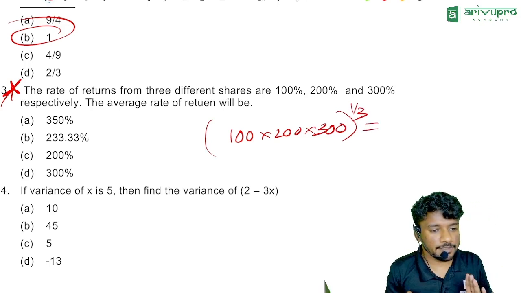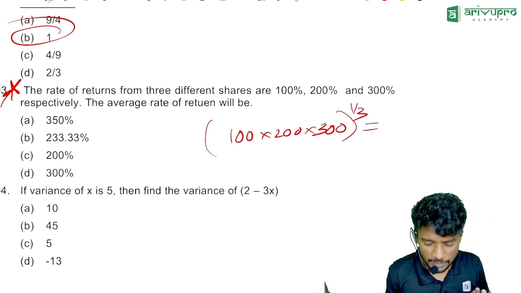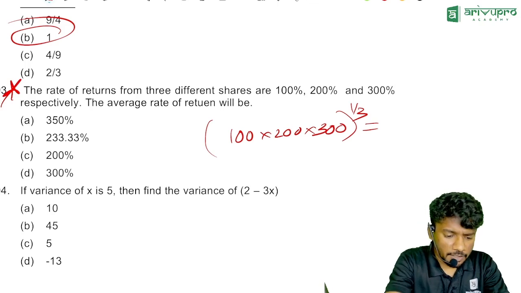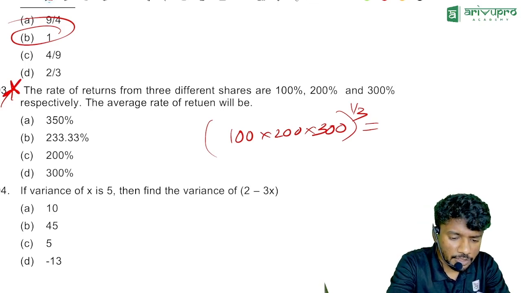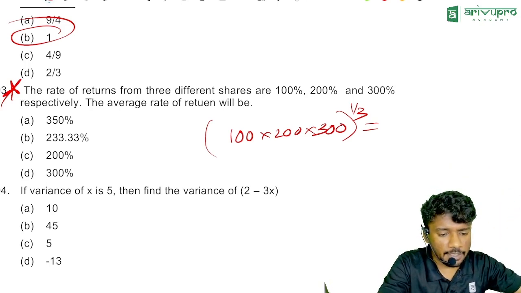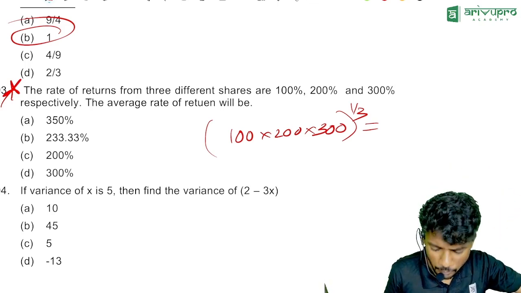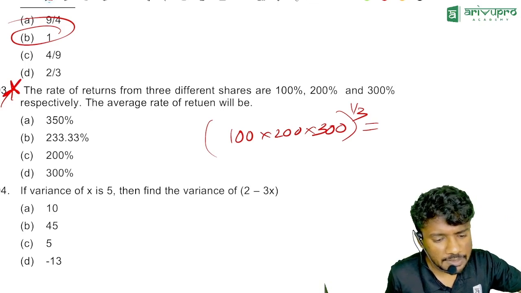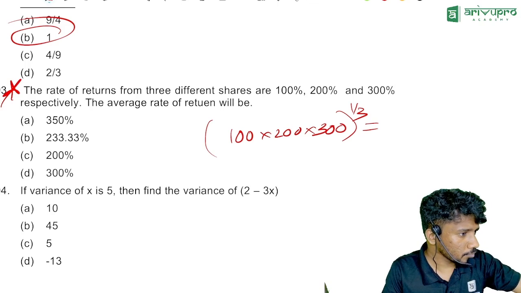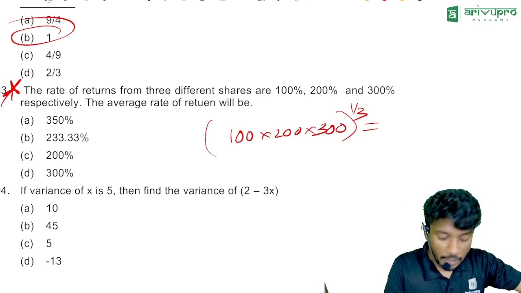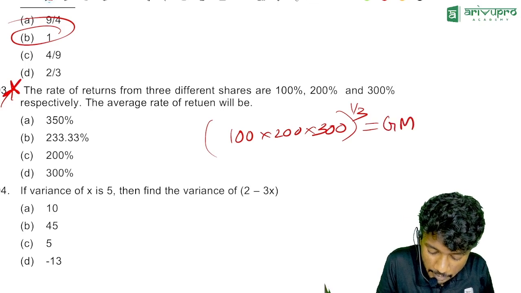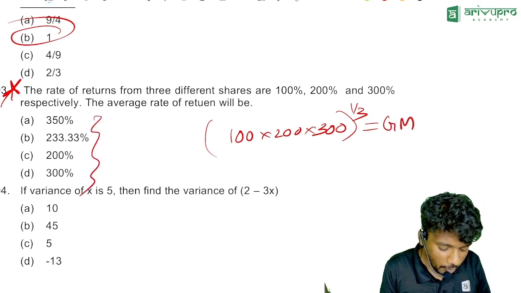So how will you find it? The easiest method is to take the options. Take 233.3 cubed. How much did you get? Some value, 12.1269826 something, right? So this is the geometric mean, right? So one of the options is our answer.